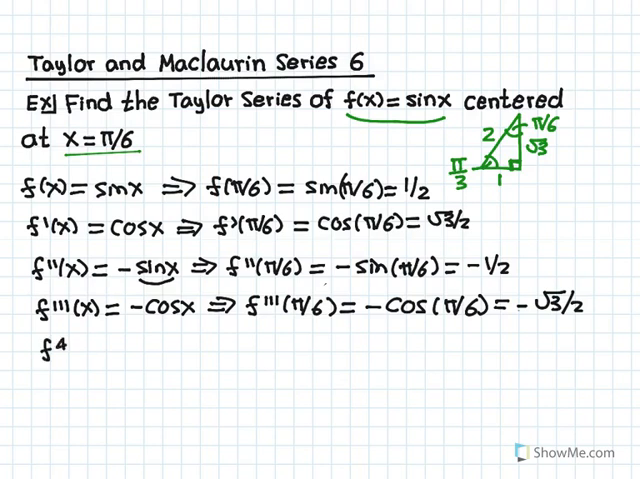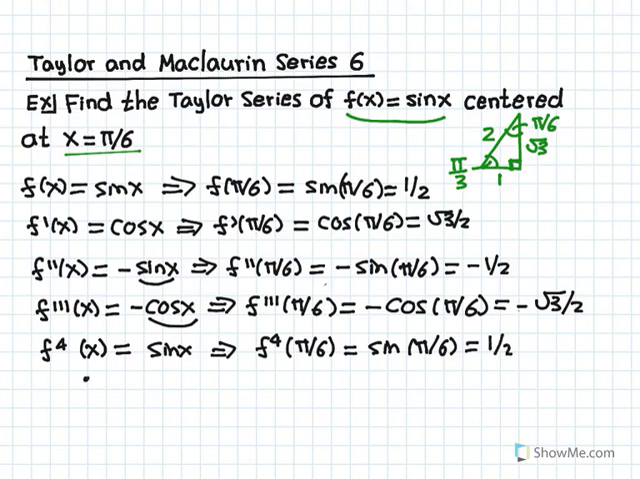Now differentiate again. The fourth derivative, f4 of x, is equal to sine x, because the derivative of minus cos x is sine x. Evaluate at pi over 6, so we get the fourth derivative, f4 of pi over 6, is equal to sine of pi over 6, which we know to be 1/2.